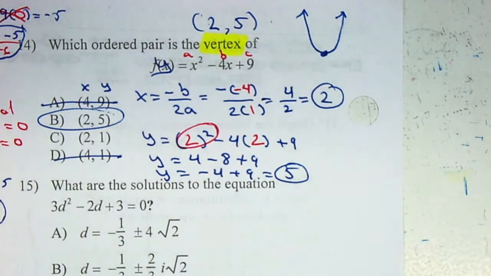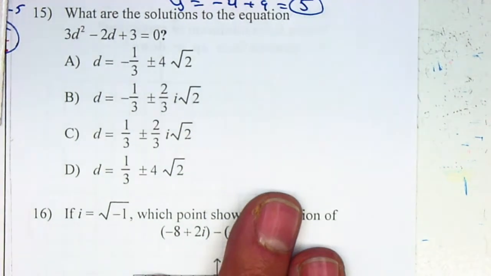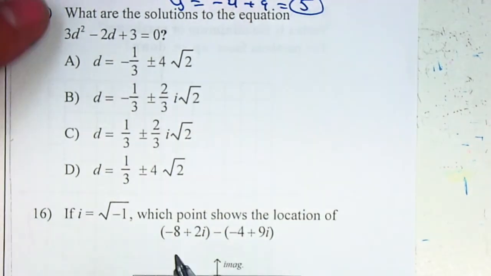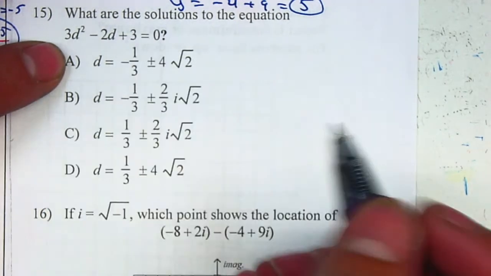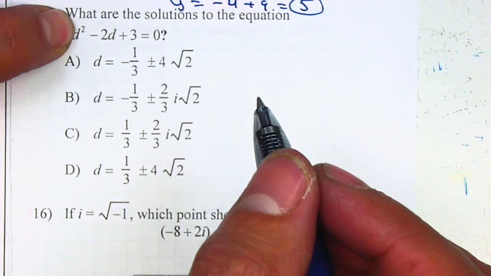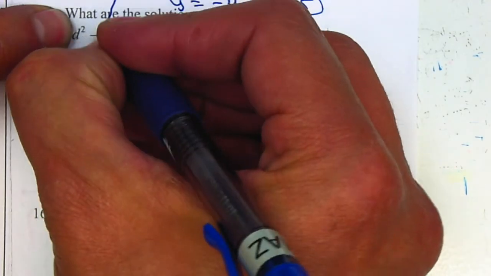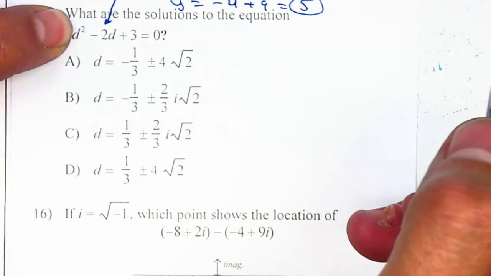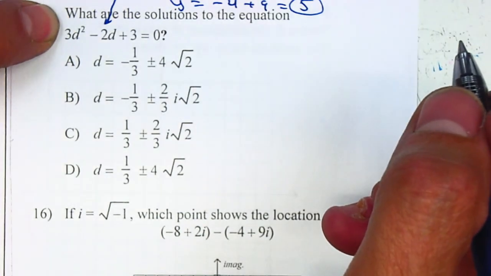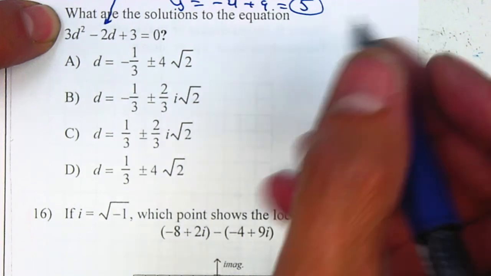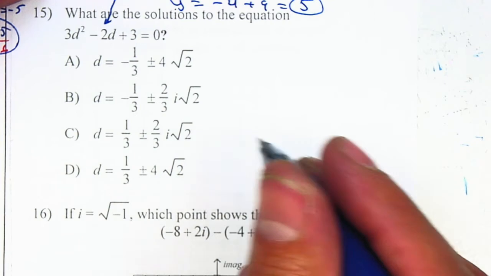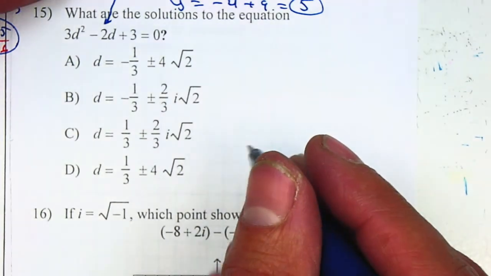Problem number 15. What are the solutions to the equation? We need to be able to find the solutions. We need to solve. If there was no 3 on the front, then we can complete the square since this is even. But since we have a coefficient, we cannot complete the square. We can try factoring. By just looking at the answers, I know I cannot factor it. Therefore, I'm forced to use the quadratic formula.